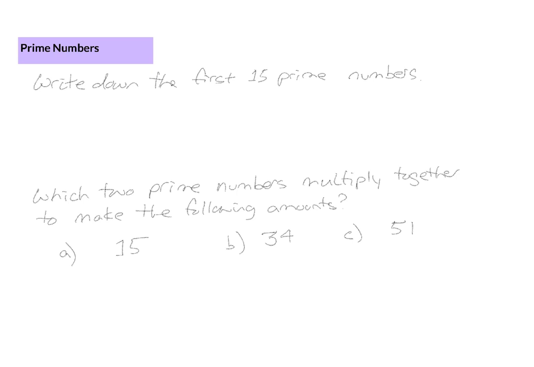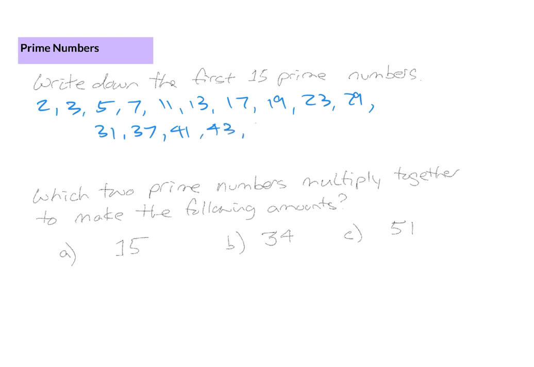You need to really know the first 10. Knowing the first 15 is very helpful. Knowing the first 10 is essential. Here it asks for 15. So we should be writing down 2, 3, 5, 7, 11, 13, 17, 19, 23, 29, and then we have 31, 37, 41, 43, and 47.